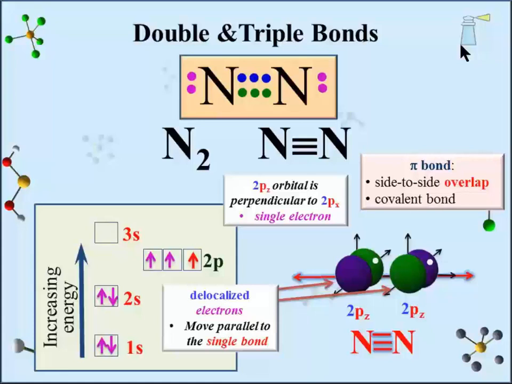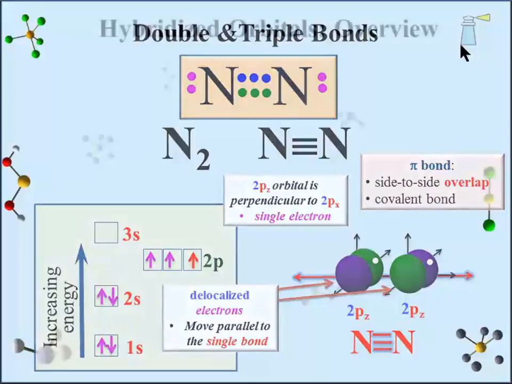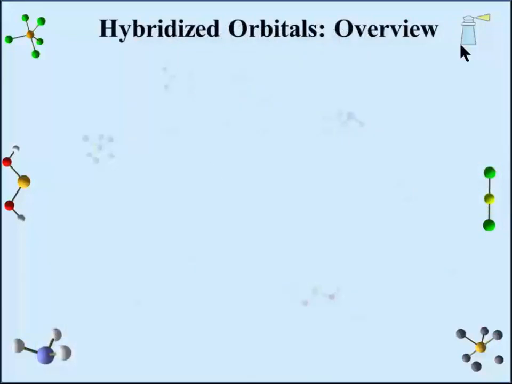That completes the basics of bonding overlap. For most students, this is as much of the lecture as they will need. For those who cover covalent bonding in a little more depth, there is hybridized orbitals. We begin with an overview.